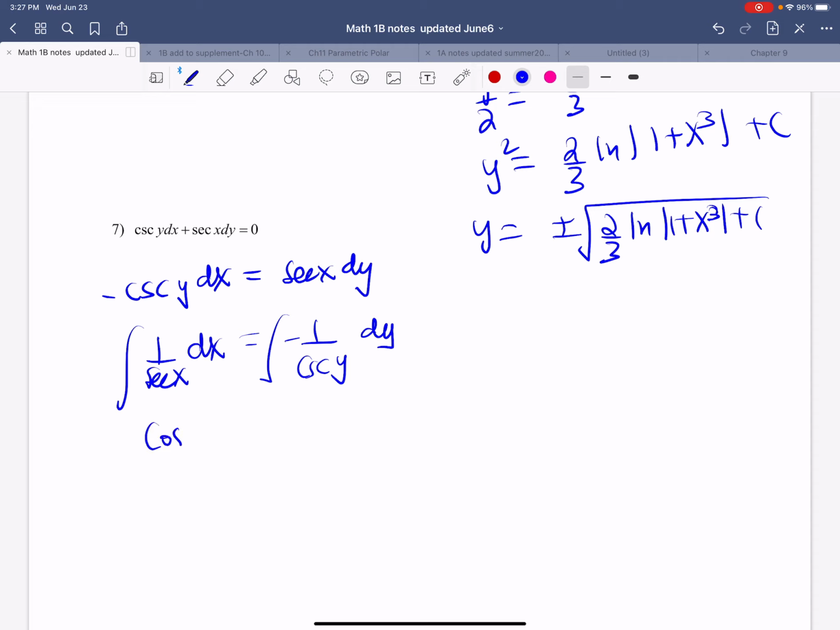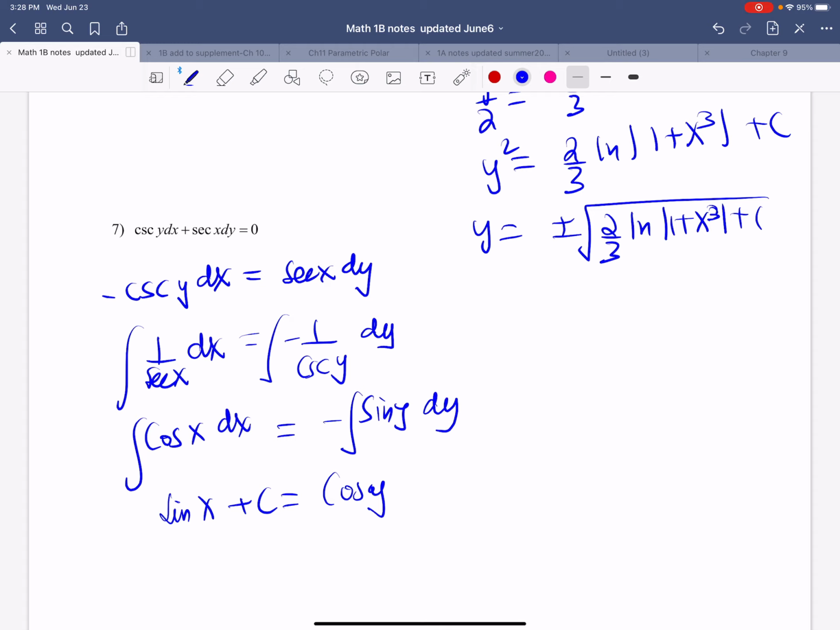And 1 over secant x is cos x dx. And negative 1 over cosecant y is sine y dy, and it's going to be negative. Now, what is the integral of cos x? Integral of cosine x is sine x plus c. And integral of negative sine y would be cosine y. Now, if we want to get the y by itself, we can say y is equal to cosine inverse of sine x plus a c.